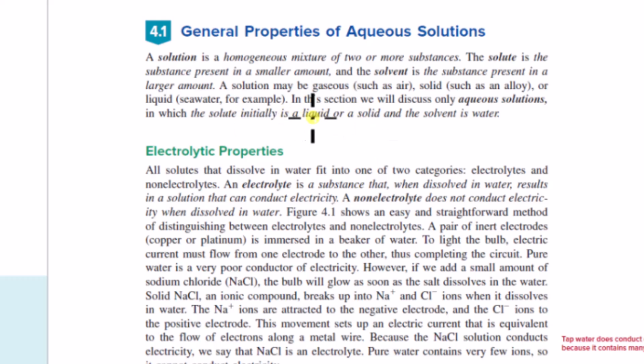Okay, but now in this section, we're discussing only aqueous solutions. We're only thinking about a certain type of homogeneous mixture called an aqueous solution, in which the solute initially is a liquid or a solid and the solvent is water. So an aqueous solution is a solution where the solvent is water. That's an aqueous solution. It's if something is in an aqueous environment.